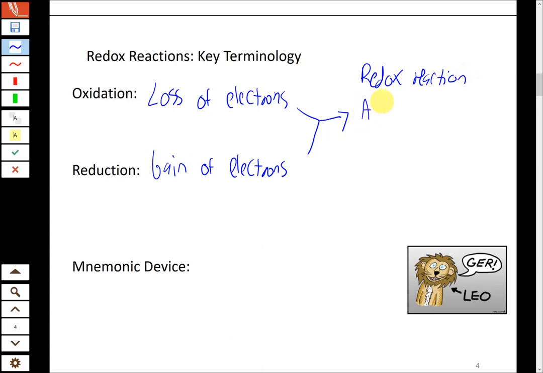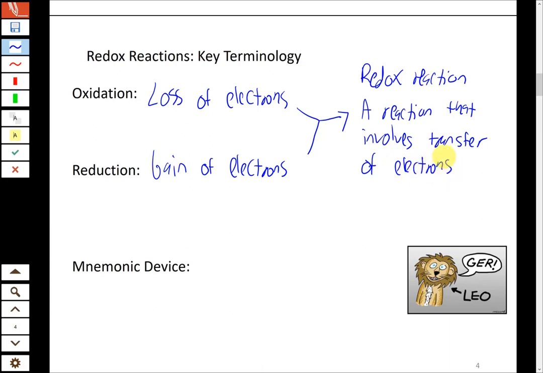And stated pretty simply, a redox reaction is a reaction that involves transfer of electrons. So again, it involves one reactant losing electrons to form a product and another reactant gaining electrons to form another product.